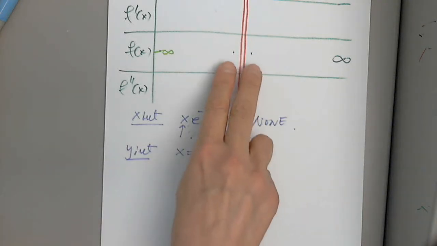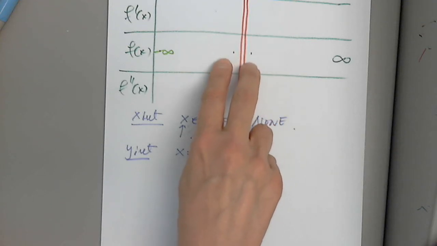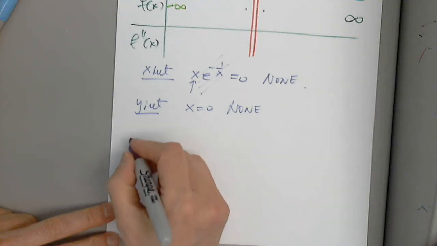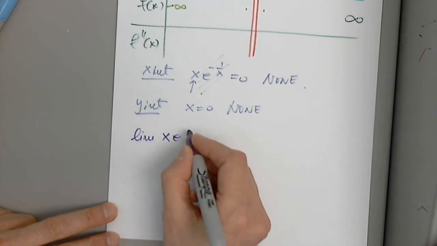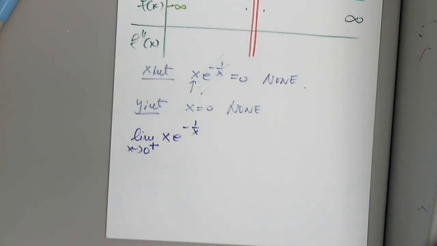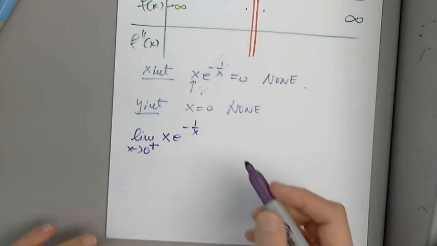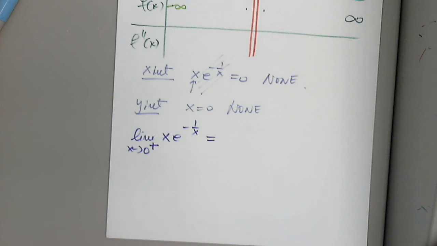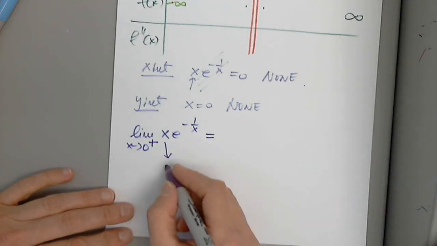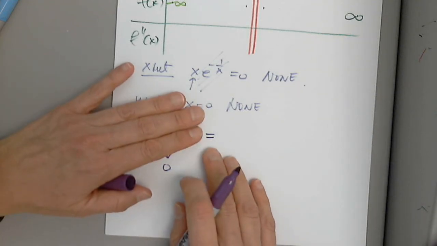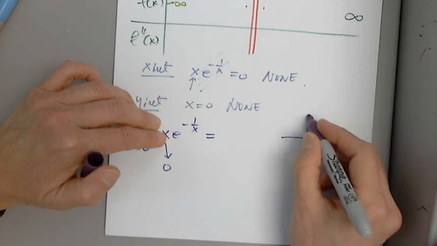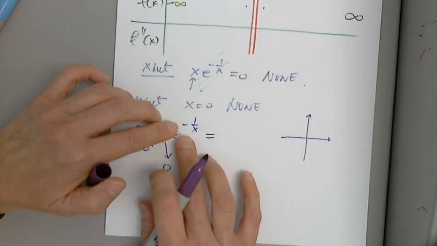Final steps, the limits left and right of 0. And then I can move on to the first derivative. So we want the limit of x e to negative 1 over x as x approaches 0 from the right. Where does this go? Excellent. Now we have to be careful with this one. Remember the graph of 1 over x. This is not 1 over x. This is negative 1 over x.